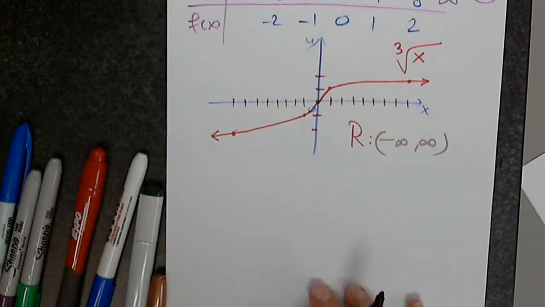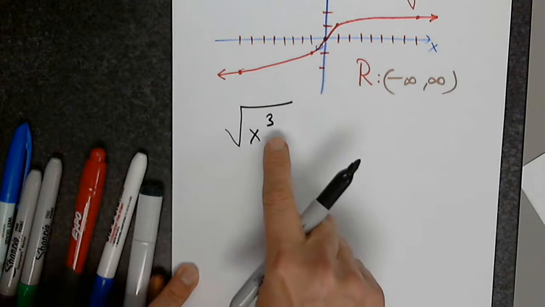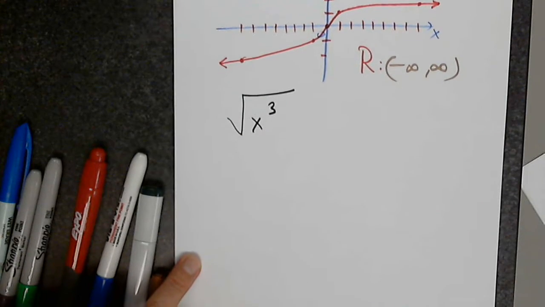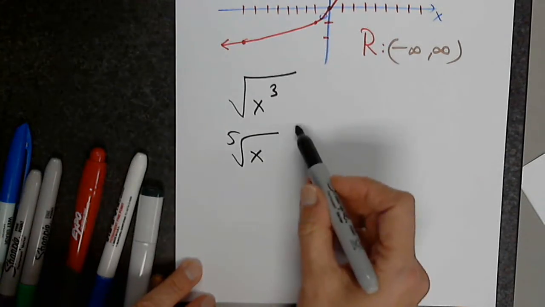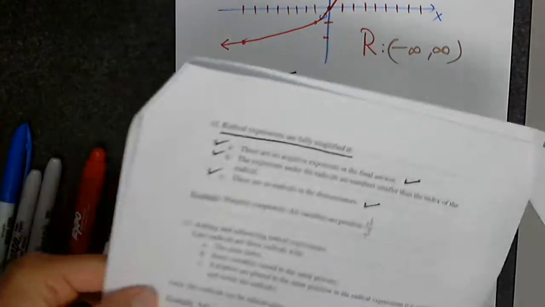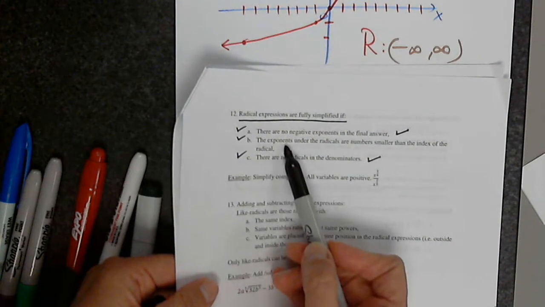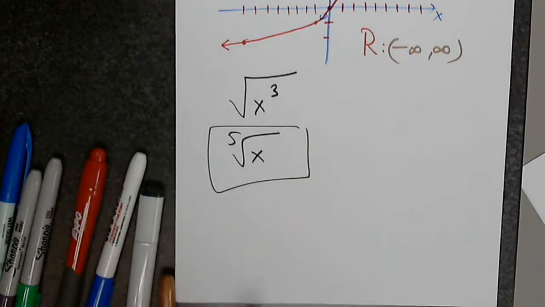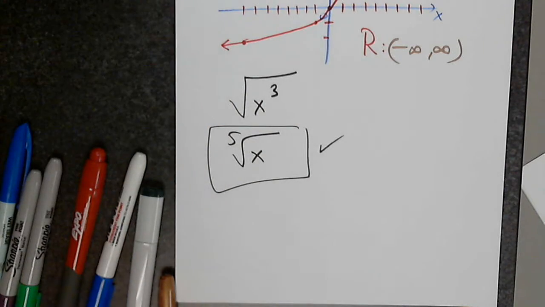So what I'm saying here is this. If I have the square root of x to the third, because the power or the exponent is larger than the index, this has to be simplified. If I have the fifth root of x, I cannot simplify it. This is fully simplified. It complies with all three conditions. No negative exponents, no radicals in the denominator, and the exponents are smaller than the index. The exponent is 1, index is 5. So this complies with all three conditions. This one does not. So this one complies with two conditions, not the third one.